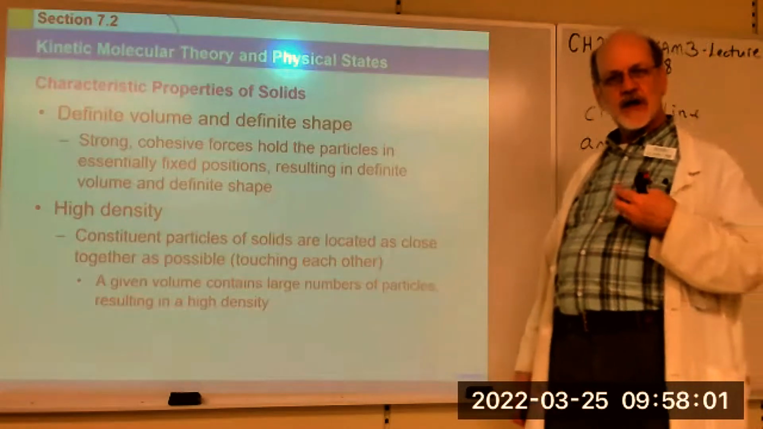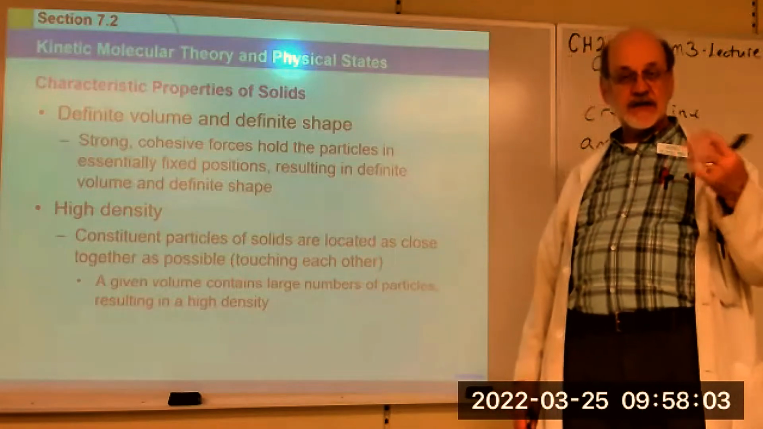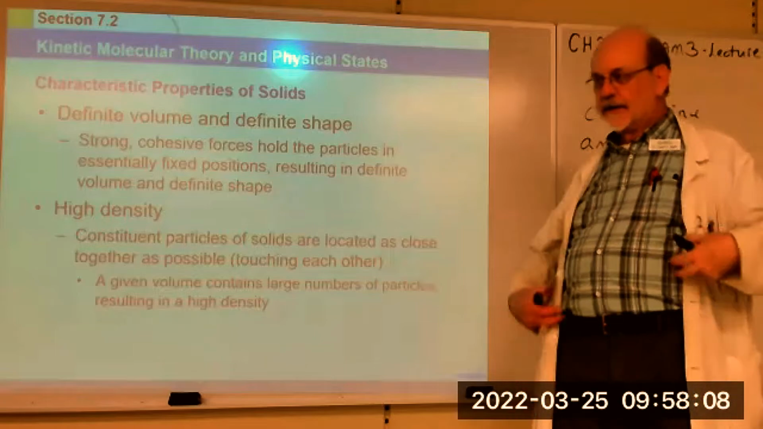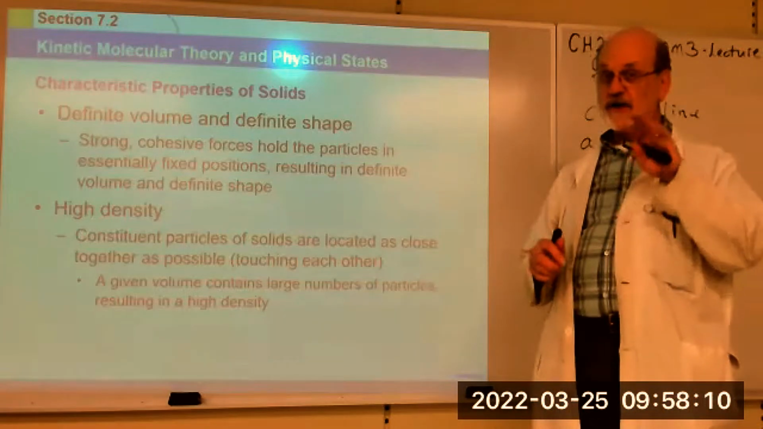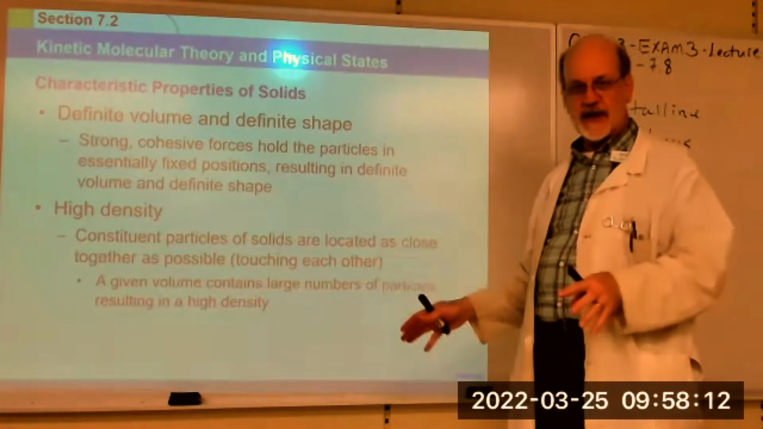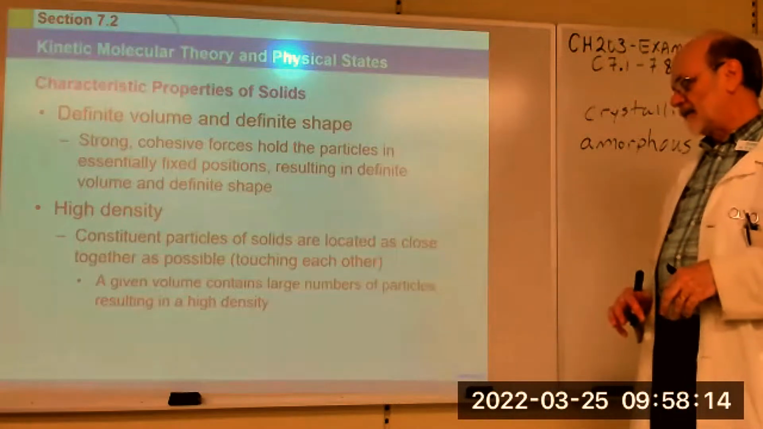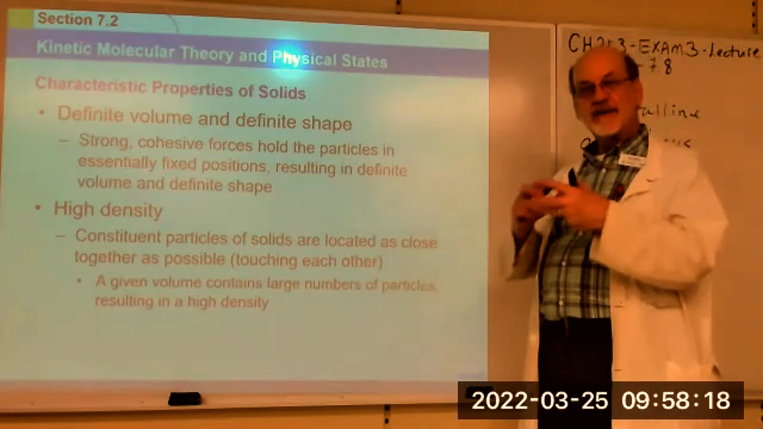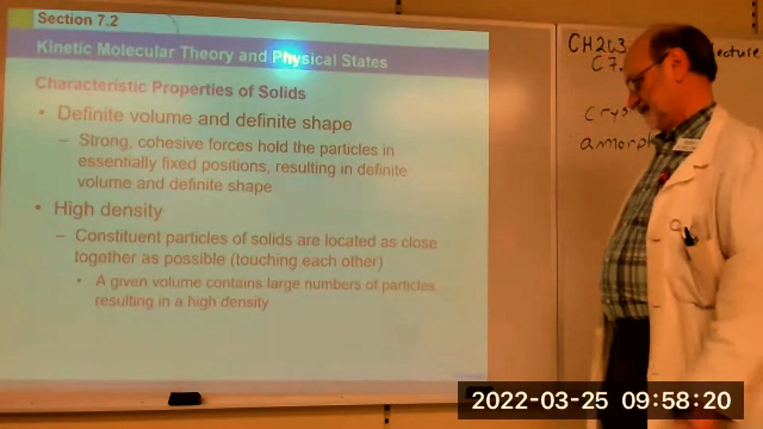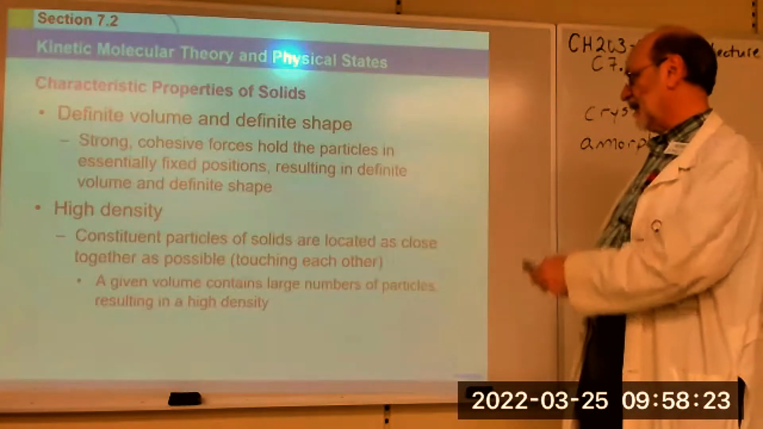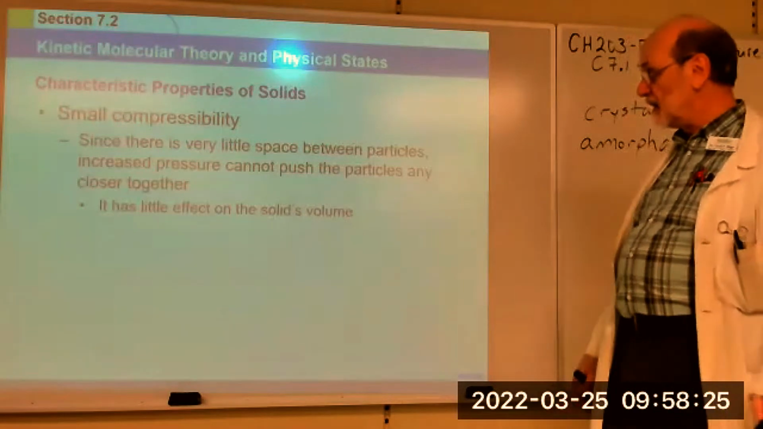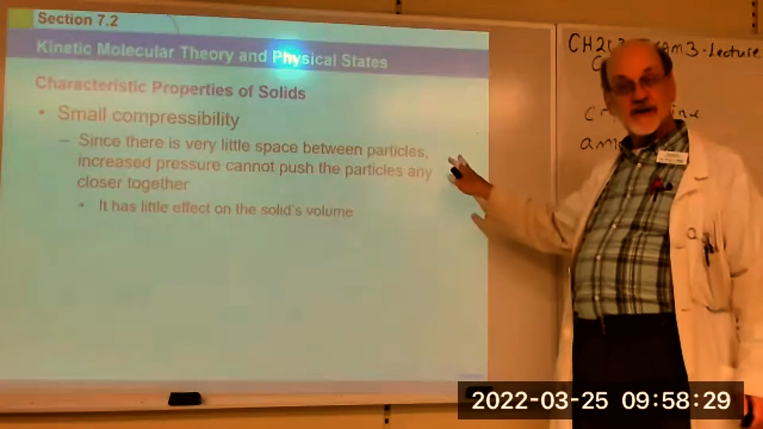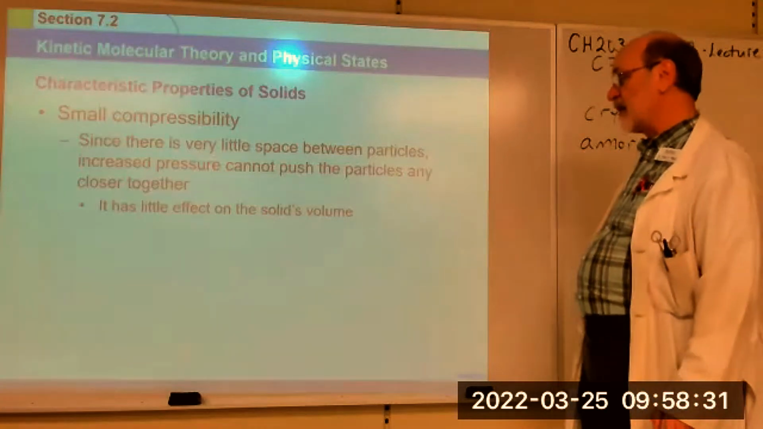Some of the particles of a solid may not be touching maybe one or two of their neighbors, not all of their neighbors. It's a very complex subject, so we're not going to deal with that right now. But the free space is at a minimum. And they have very high density and very small compressibility because there's very little space between the particles, not much space at all.